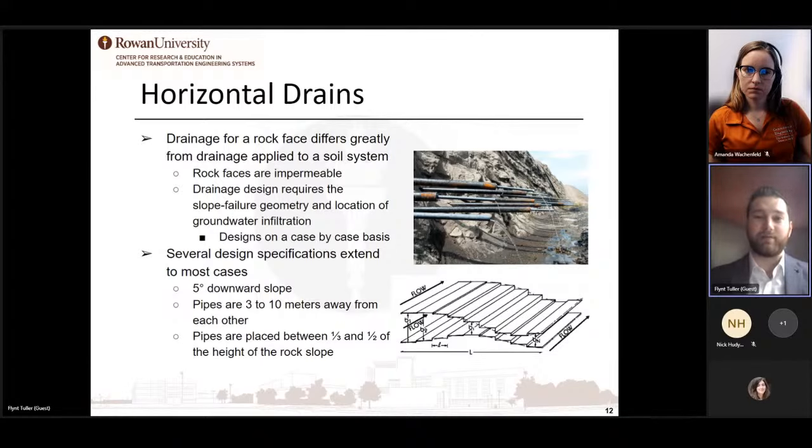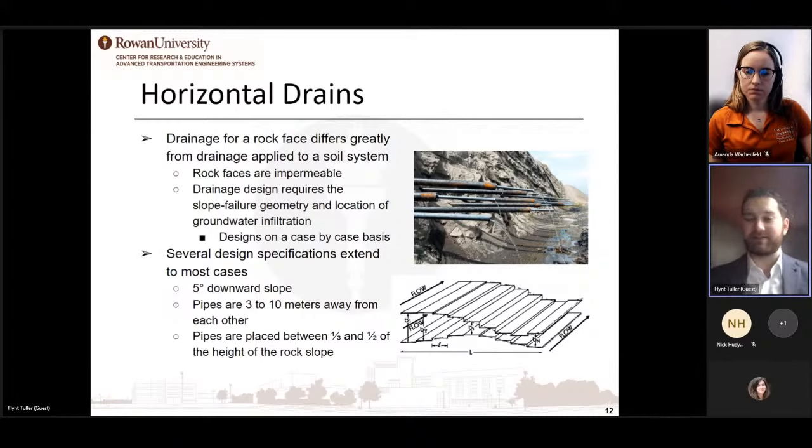Unfortunately, this means that horizontal drainage used as a stabilization method is very much a case-by-case basis. There's no one-size-fits-all for these projects because they're so dependent on what the failure geometry is or where the groundwater infiltration happens.